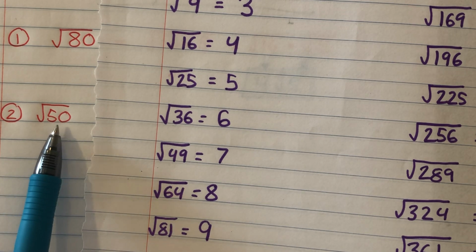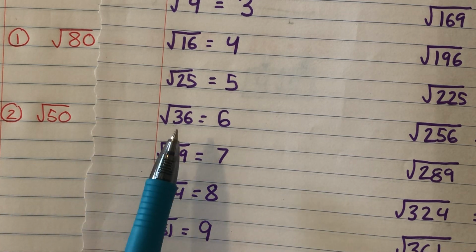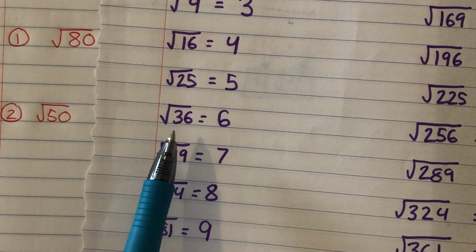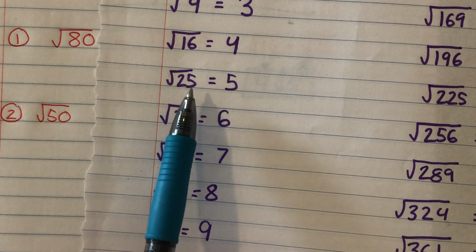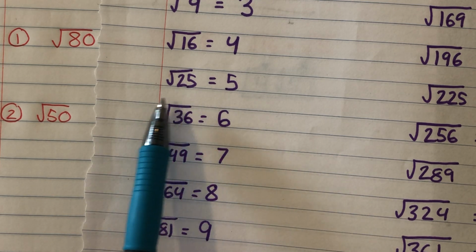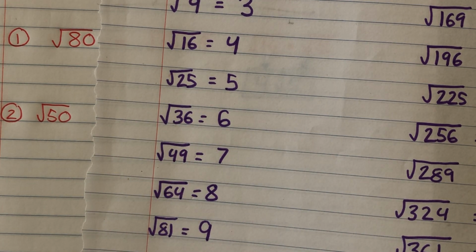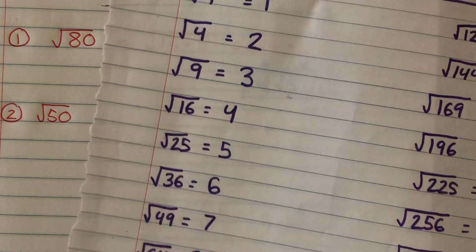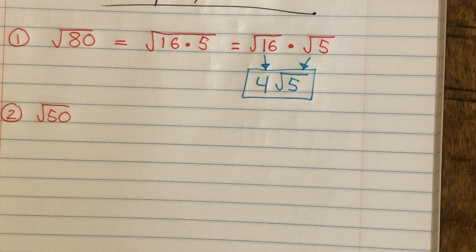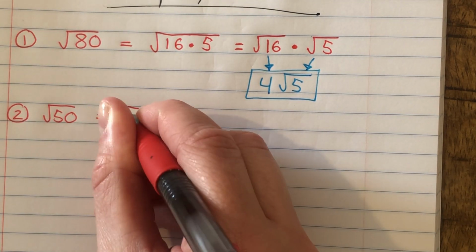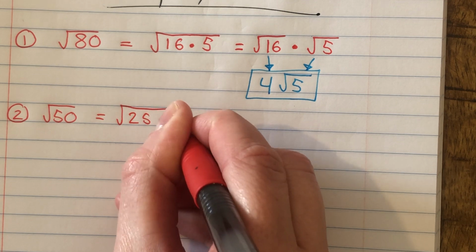I can do 50 divided by 36. It will also give me a decimal value, so it does not work. And then I can do 50 divided by 25. Well, if I do 50 divided by 25, my answer is going to be 2. And so because it's a whole number, I know that 50 is divisible by 25. So my next step is to write all of that out. The square root of 50 is exactly equal to the square root of 25 times 2.